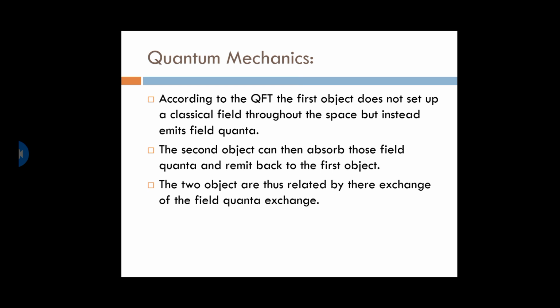Here we can compare the two concepts, the classical concept and the quantum mechanical one. According to classical physics, two objects interact through the field, but according to quantum mechanics, one object emits quanta that are absorbed by the second object, and then the second object releases quanta of energy back to the first one. This is the basic difference between quantum mechanics and classical mechanics in how one object interacts with a second object.